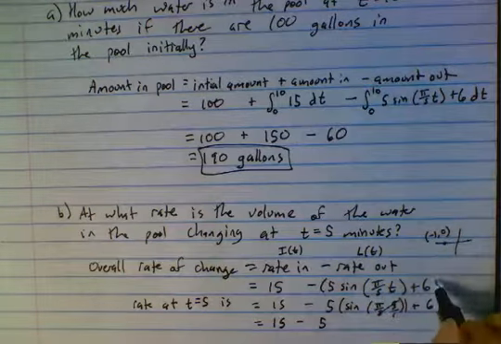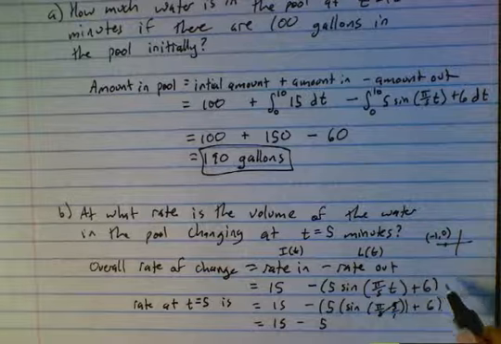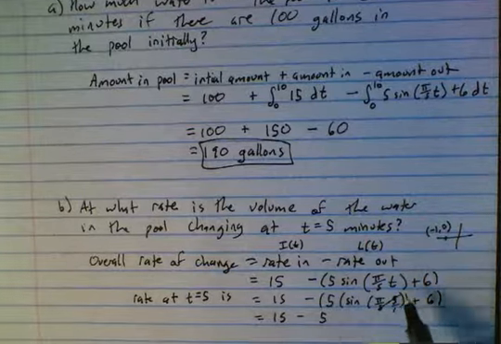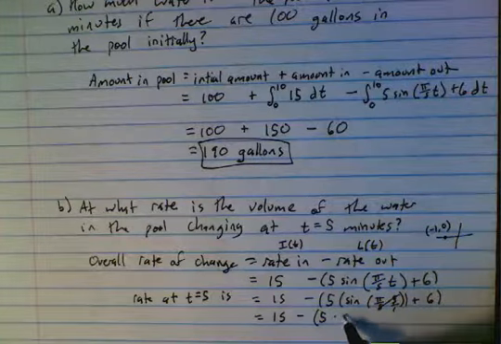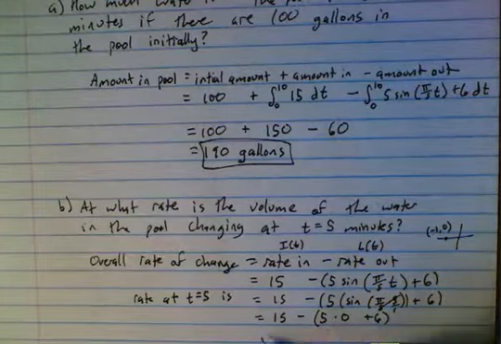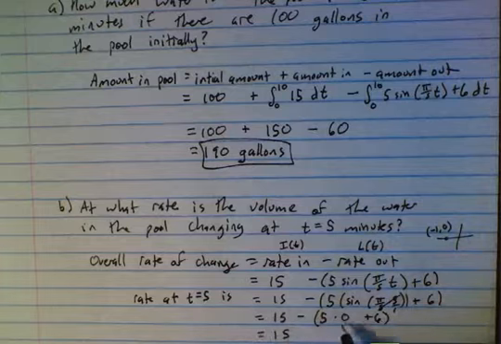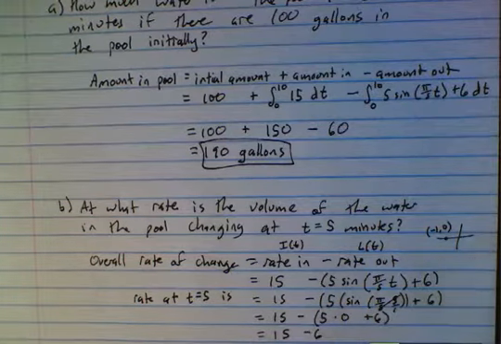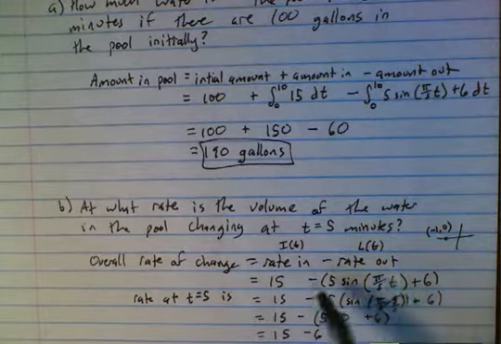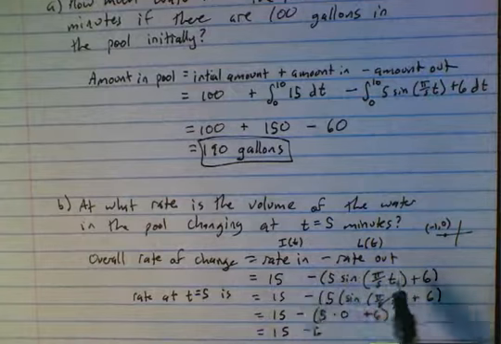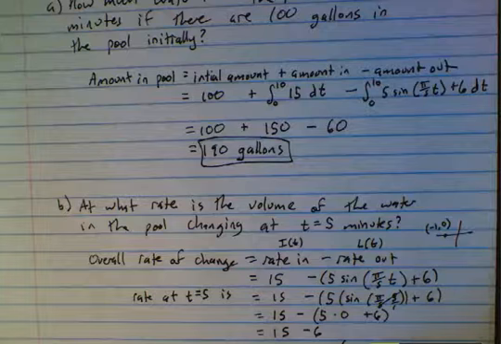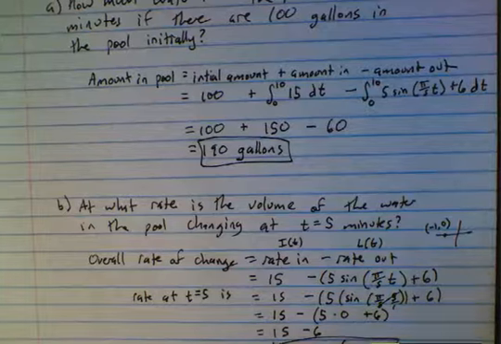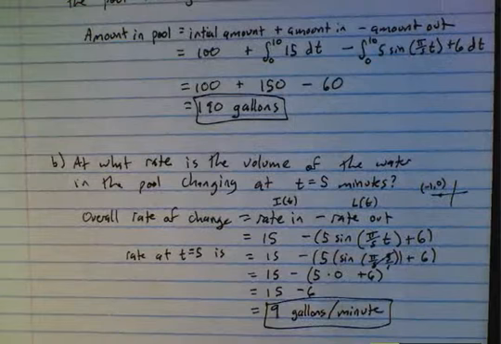Oh, there's one thing I forgot. This whole rate out should have parentheses around it because we are subtracting this 6 in addition to subtracting everything else. So this is all sine of pi is 0. So we have 15 minus 5 times 0 is 0. 0 plus 6 is 6. Then our units are the same. We didn't do any multiplication or division that would change the units, so it's just the original units that we had for the rates, gallons per minute. And there we go.